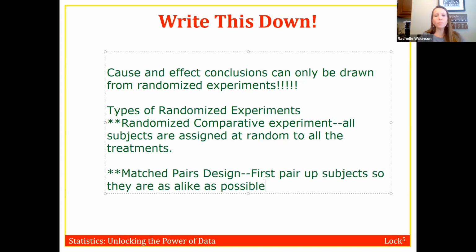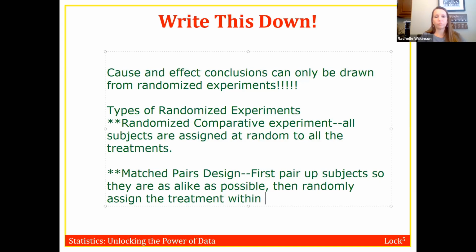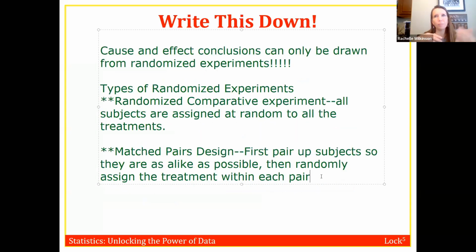So first you're going to pair up your subjects so they're as alike as possible, and then you're going to randomly assign the treatment within the pair. Okay, and the reason for doing a matched pairs design is just that you're going to be able to get rid of some other factors that might be influencing the results that you don't really care about.